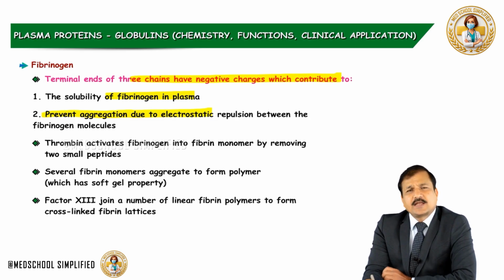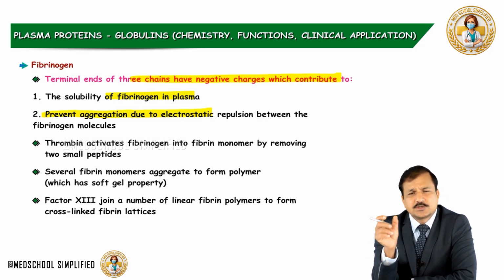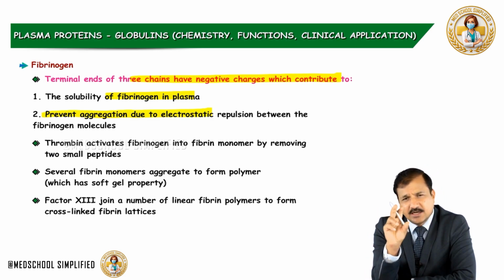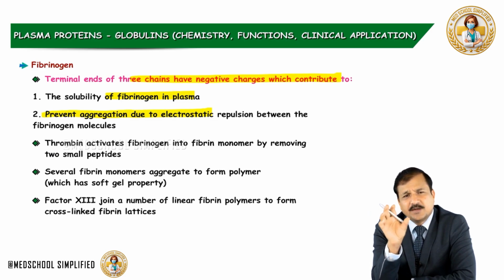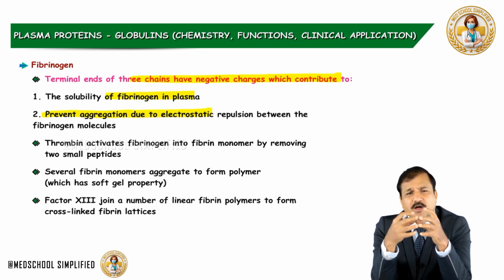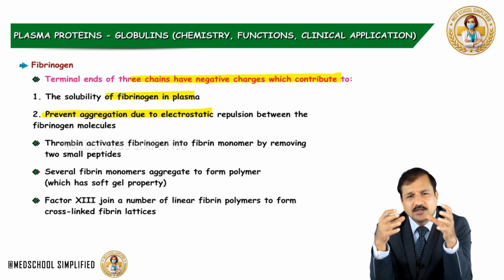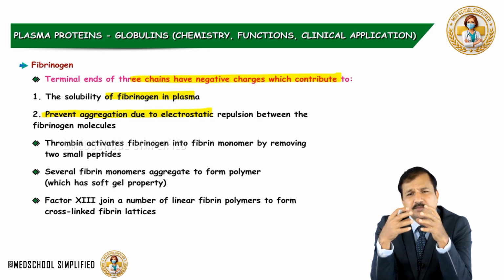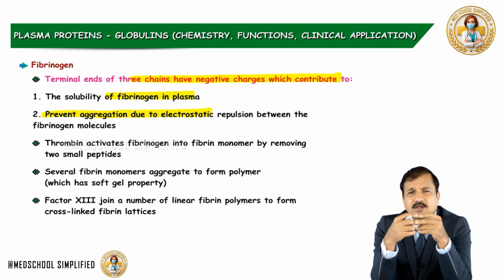Thrombin activates fibrinogen into fibrin monomer by removing two small peptides in the central domain, and several fibrin monomers aggregate to form a polymer, and that makes a soft gel kind of thrombus-like material. Factor 13 joins a number of linear fibrin polymers to form a cross-linked fibrin lattice, and that's how the thrombus formation will go on.